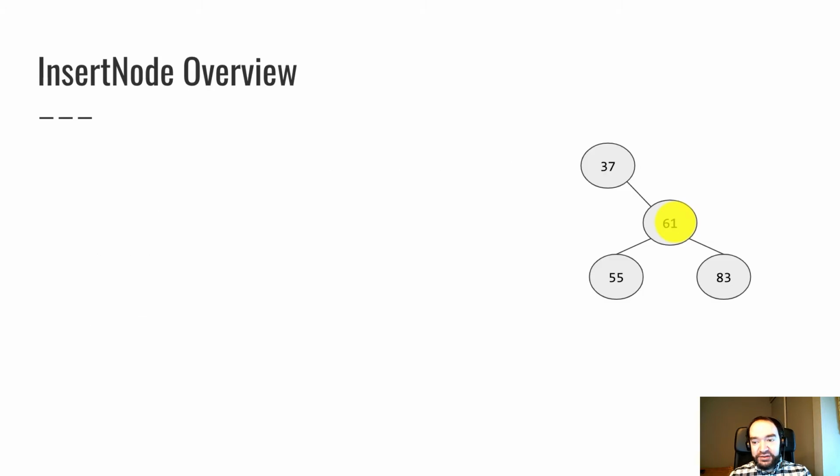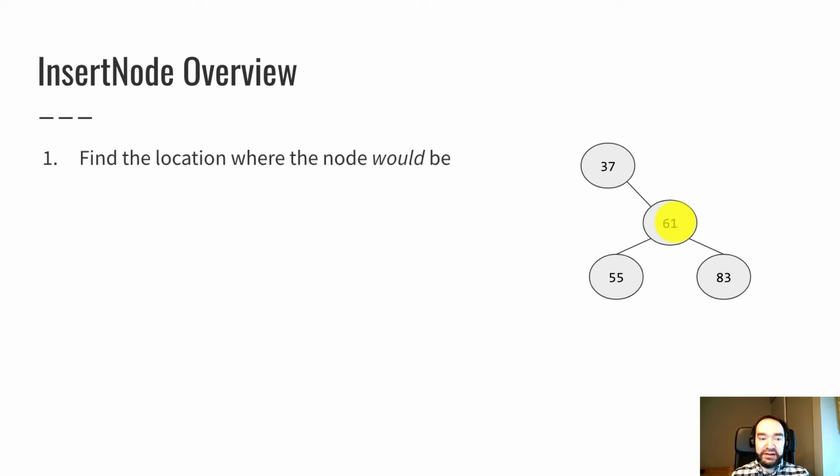Now let's get into InsertNode. So InsertNode has one job to do, which is to take a pair that needs to go into the tree. We know for sure the pair is not there already, and we need to add a new node to the tree so that the pair is contained in the tree. Here's how we'll do that. First, we find the location where the node would be if that key were in the tree, and that's actually where we'll add a new node.